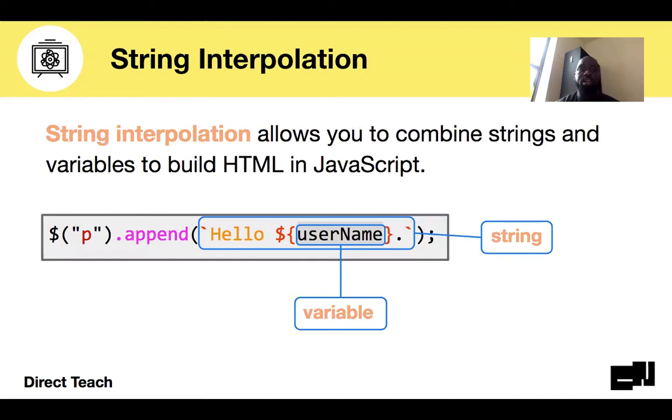And then we have something called string interpolation, all right? You all are familiar with concatenation, hopefully. If you're not, it's completely fine. String interpolation allows us to combine strings and variables to build HTML and JavaScript, all right? Here we select a paragraph tag and we are appending hello, the string, if you can see the quotation marks there. And here you see a $, curly brace, and a variable, right? That variable is going to pull in the information that's saved to that variable and apply it here. So we're going to say hello to whatever's stored in username.